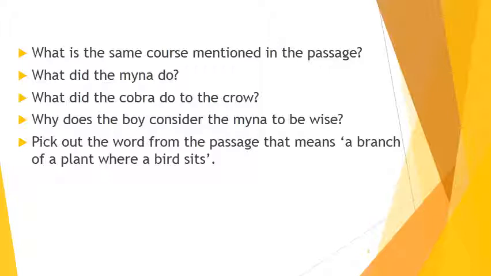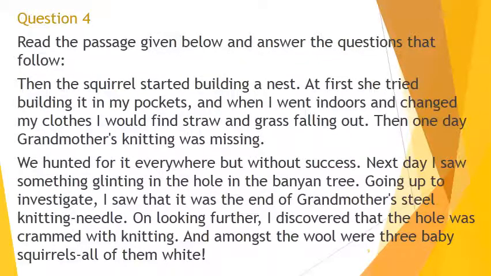And here comes again the vocabulary question. Means a branch of a plant where a bird sits. So that should be answered. We'll move on to the next. Question number 4. Again, a textual passage. Read it carefully. Mark difficult words. Go to the questions.